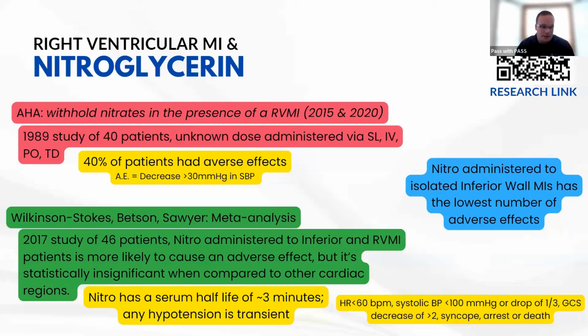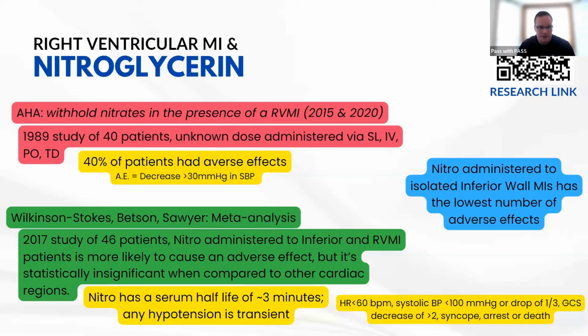That recommendation is based off a 1989 study of 40 patients. The dose of nitro was not captured in that study, so it could have been the correct dose, or it may not have been. And the routes varied between sublingual, IV, PO, and transdermal. In those 40 patients who were given an unknown dose of nitro via several different routes, 40% had adverse effects. What they defined as an adverse effect was a decrease of 30 millimeters of mercury or more in the patient's systolic blood pressure.